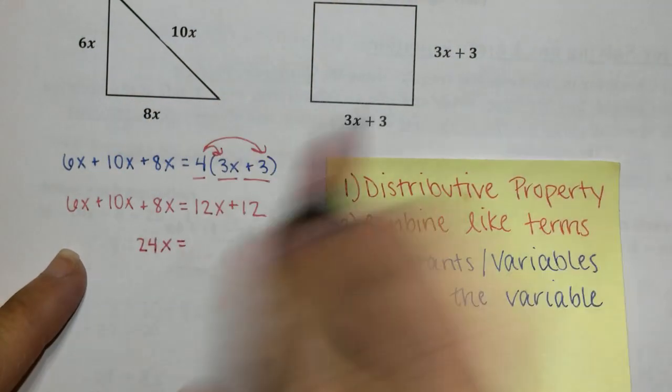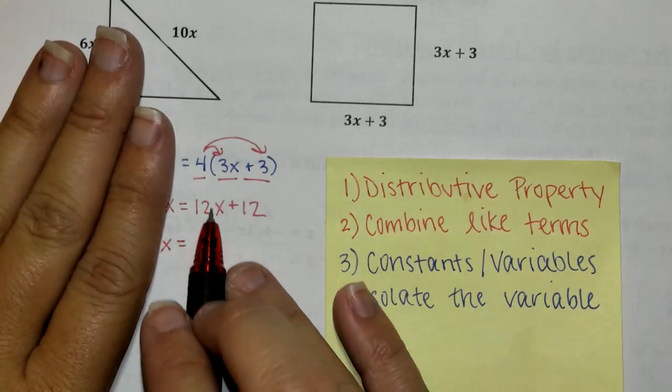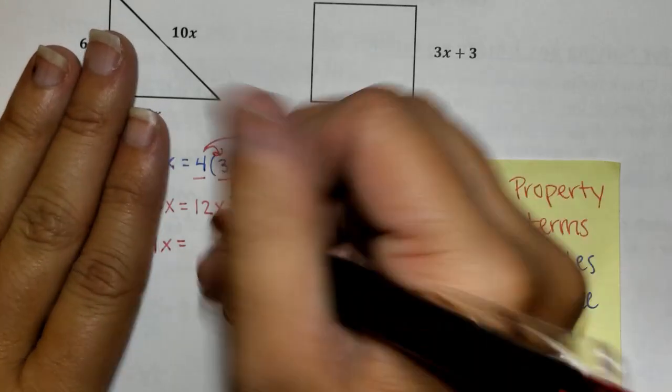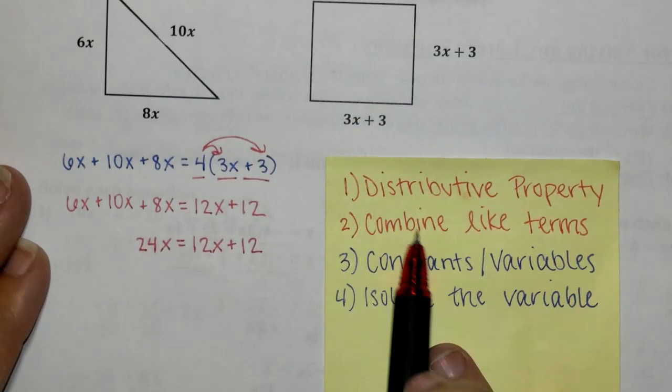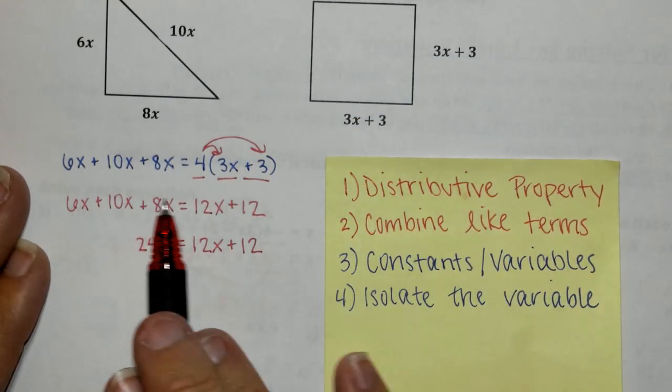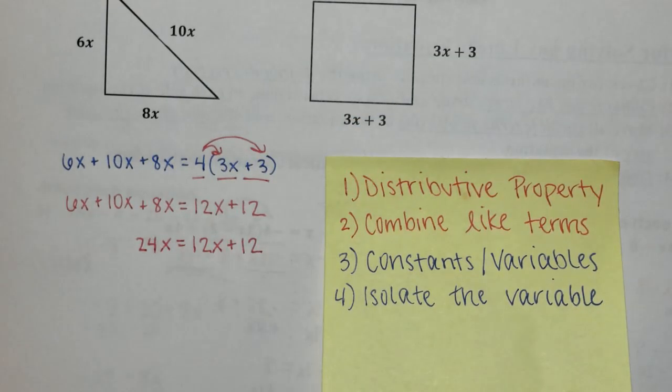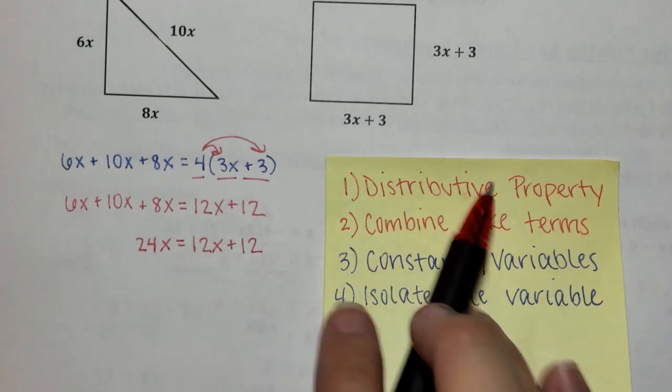On the right side, I can't combine those two. One's a variable term, one's just a constant, so I just bring it down. So sometimes you can combine like terms on the left, sometimes you can do it on the right, and sometimes you can do it on both sides, but sometimes you can't do it on either side. You just have to pay attention.